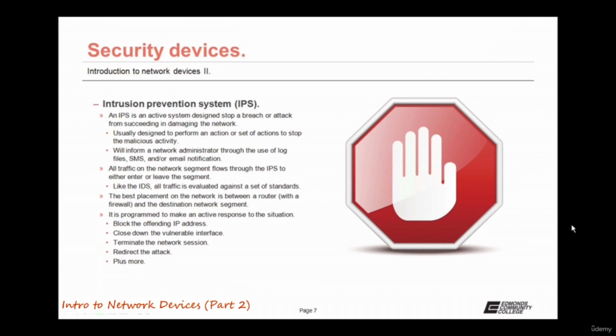IPSs are programmed to make an active response to the situation. They can block the offending IP address, they can close down vulnerable interfaces, they can terminate network sessions, they can redirect the attack, plus there are more actions that an IPS can take. The main thing is that they are designed to be active, to stop the breach or attack from succeeding in damaging your network.